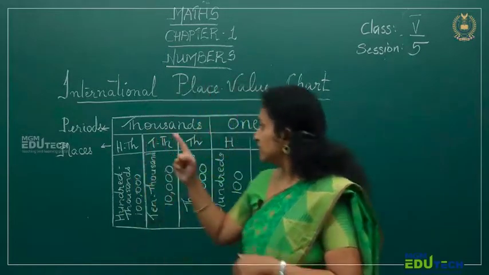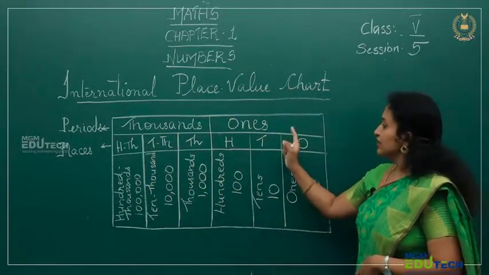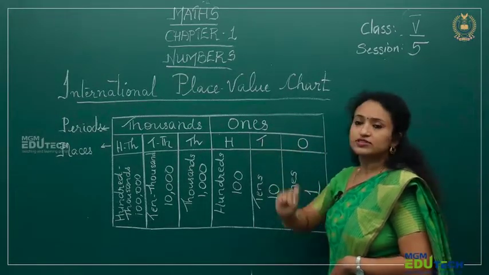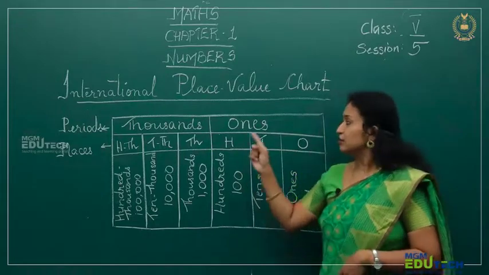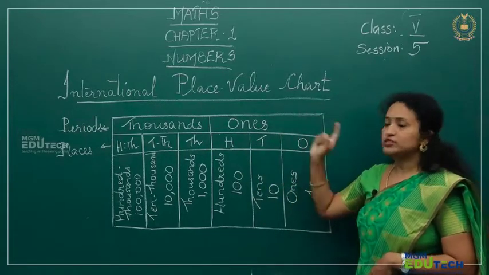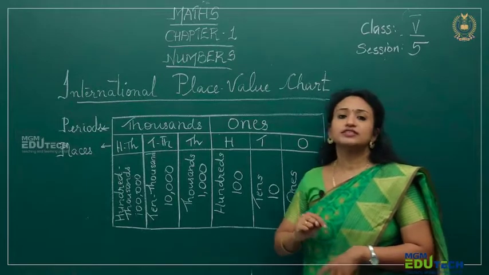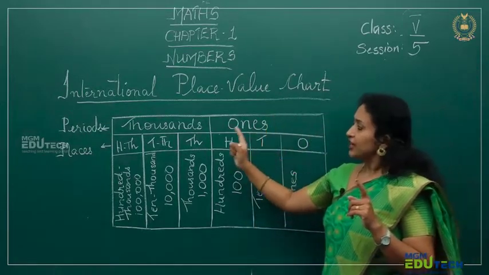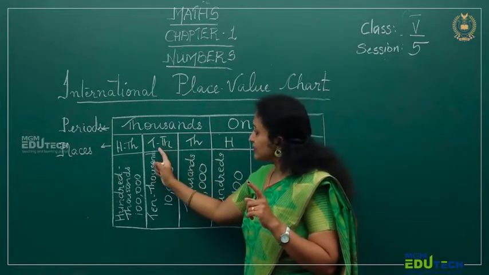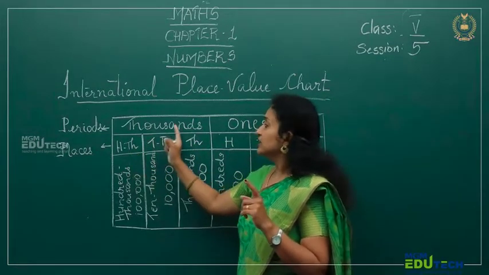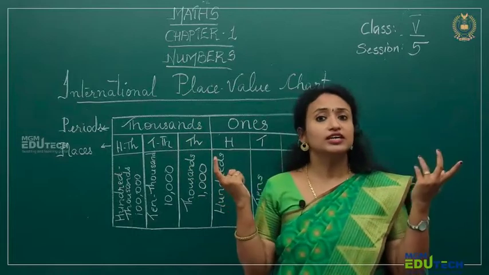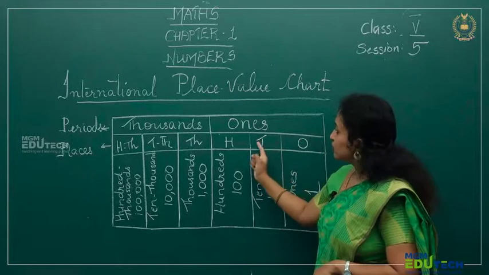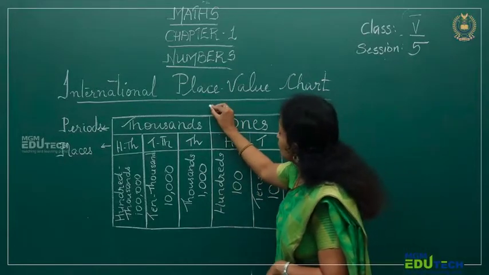Okay, so here, what are the periods? Again, just like the Indian place value chart, ones, tens and hundreds. These three places, they came under which period? Ones period. Even in the Indian place value chart, it was similar. And next, you have your thousands, 10,000s and 100,000. It comes under which period? It comes under the thousands period. And what do you see here? One more thing is, after every three places is where you put the comma.